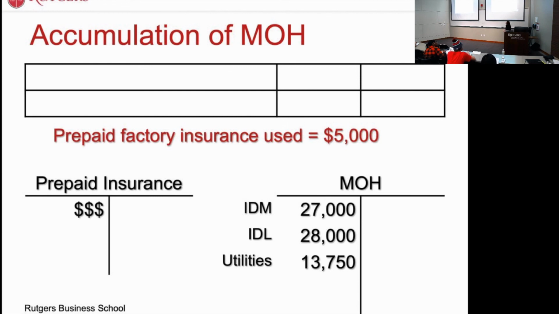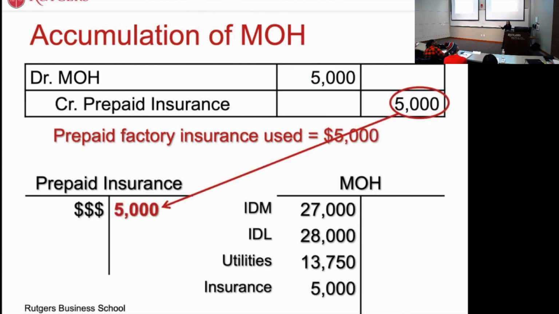So in this case, it's talking about this. So first, it's factory insurance, and of course it is overhead, right? So we will have an increase in overhead and also a decrease, right? The reason why we put credit here is because we have a decrease in the asset, right? We have a decrease in the asset of prepaid insurance, right? So we also need to put the same amount there, and yeah.